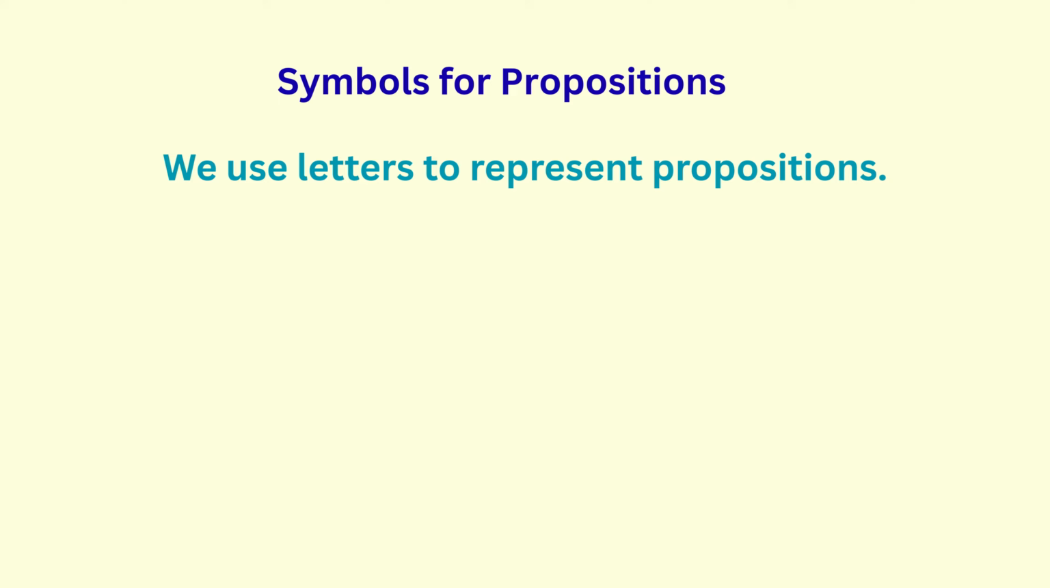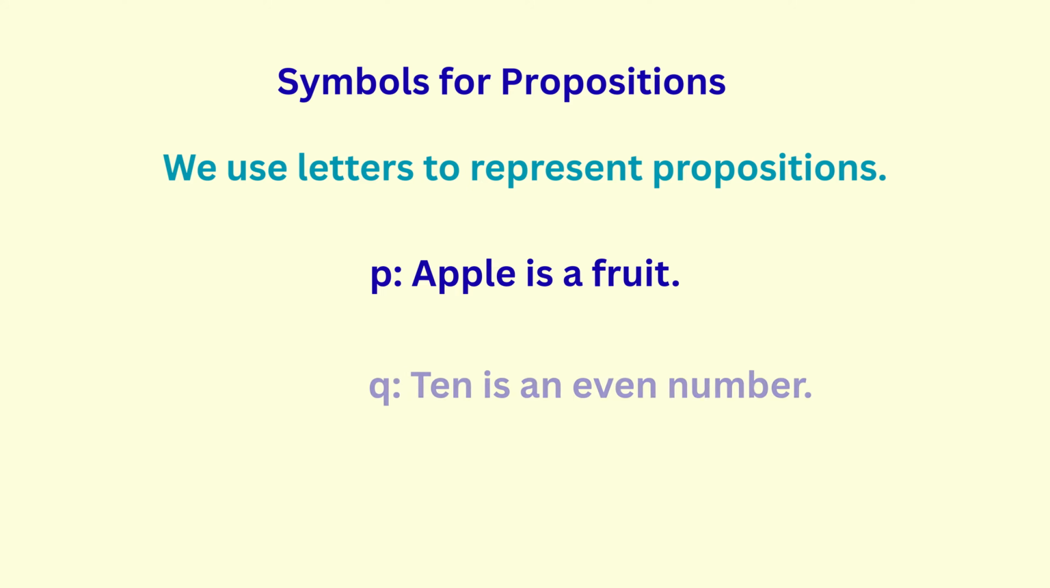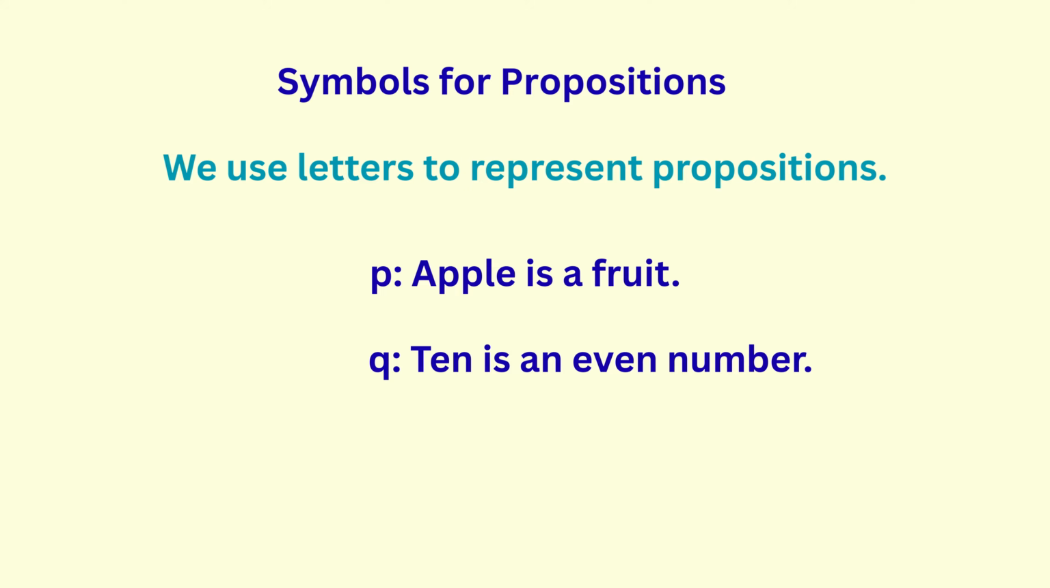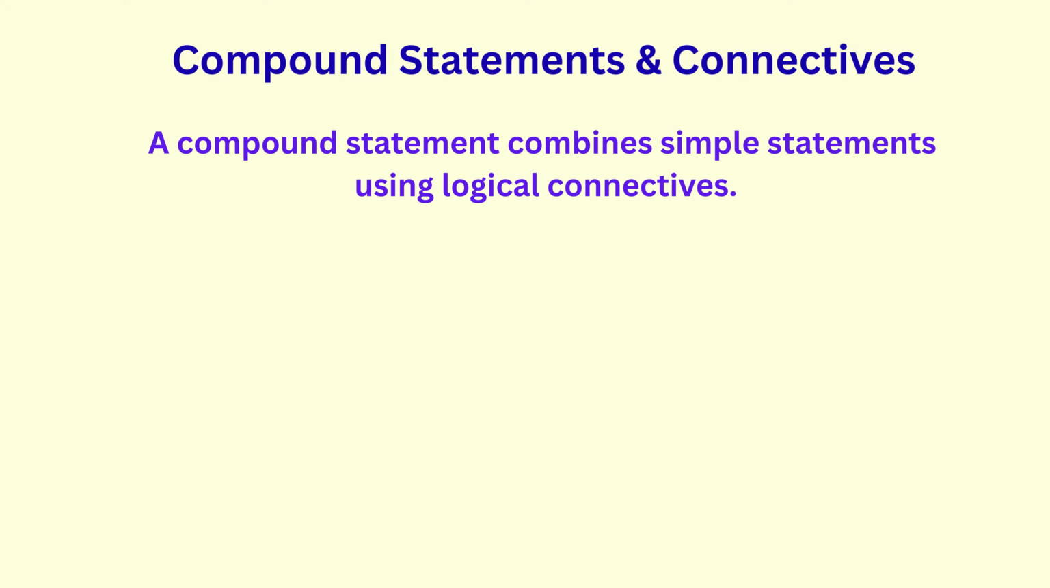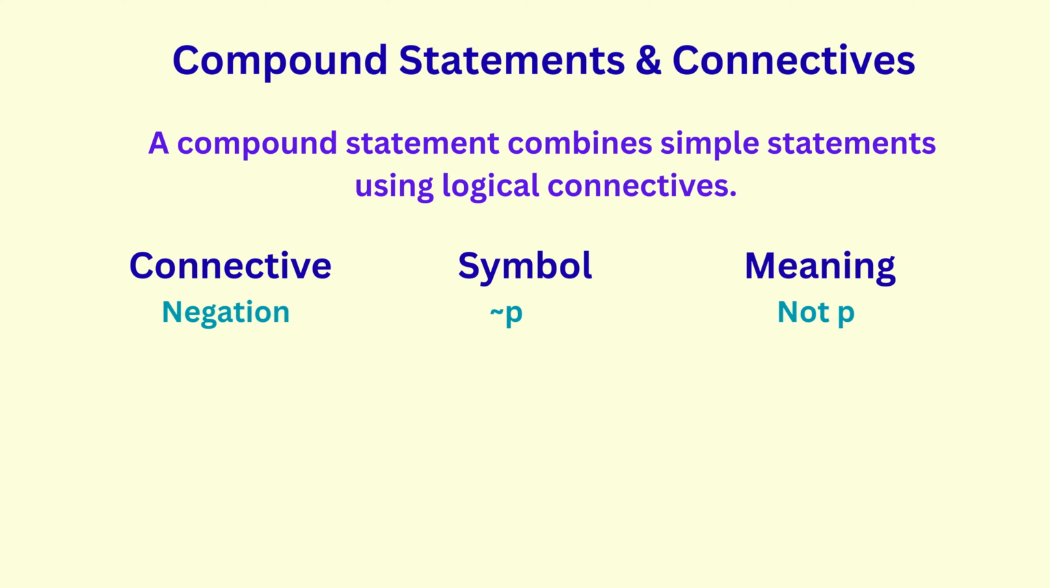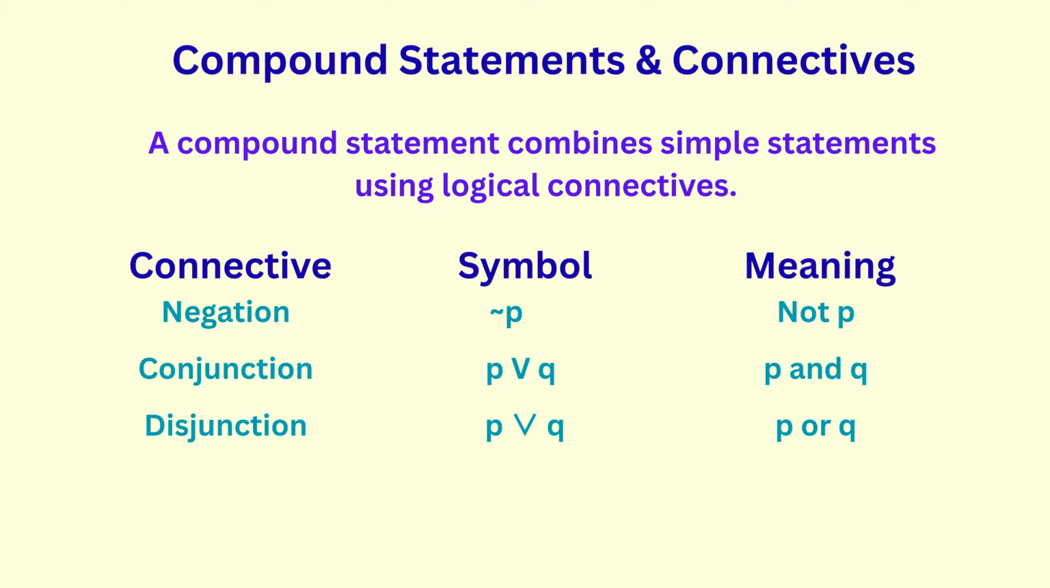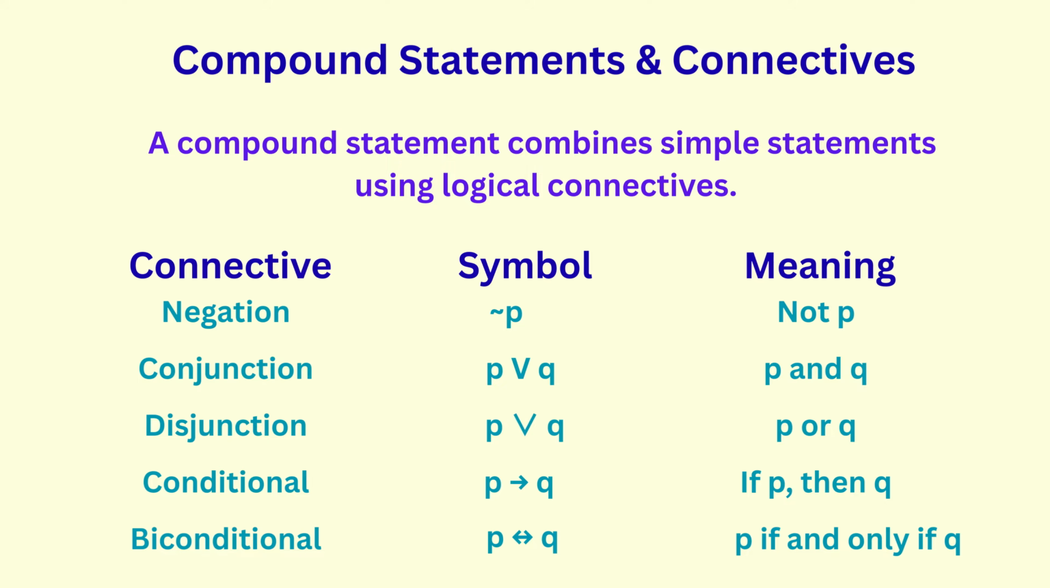We often use letters to represent propositions, usually P, Q, and R. For example, the statement "apple is a fruit" can be labeled as P, or "10 is an even number" can be labeled as Q. A compound statement is formed by joining two or more simple statements using logical connectives. The 5 main ones are negation, conjunction, disjunction, conditional, and biconditional.